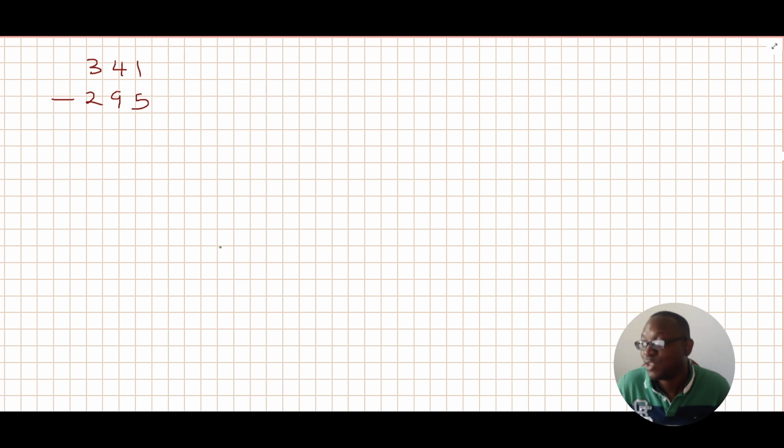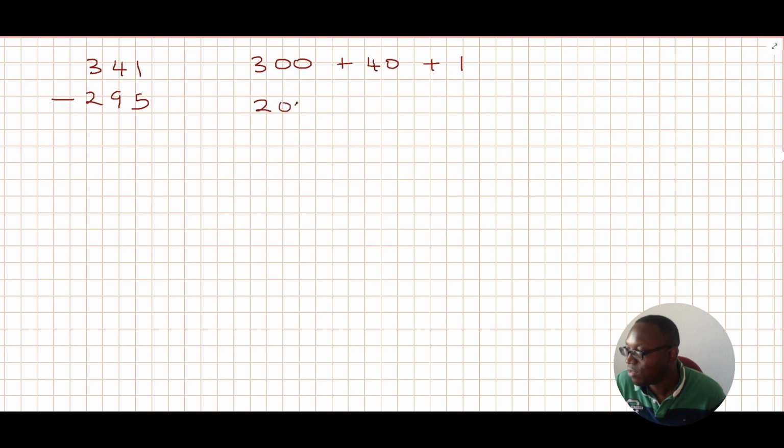So there are different ways to look at this one here. Some teachers use different terminology for this, so I will have to look at exactly what they're referring to. But what some teachers do here is you build up the place value. So we have 300, we have 40, and then we have 1. And then this one here is going to give us 200, we have 90, and then we have 5.